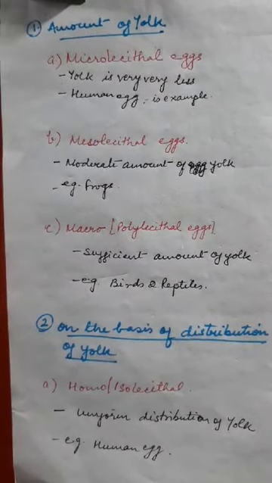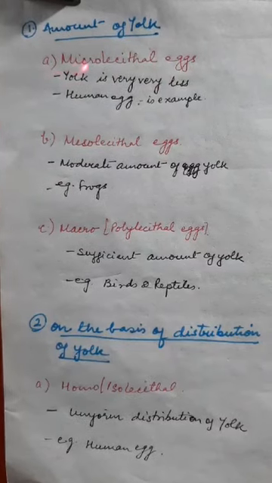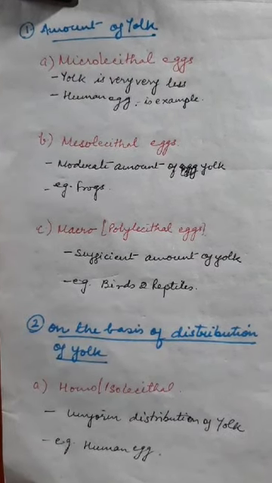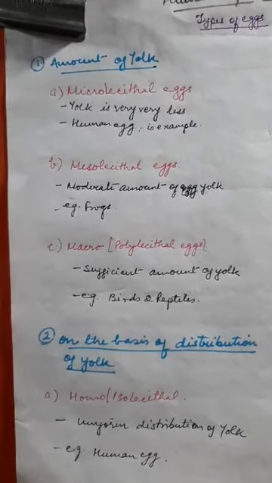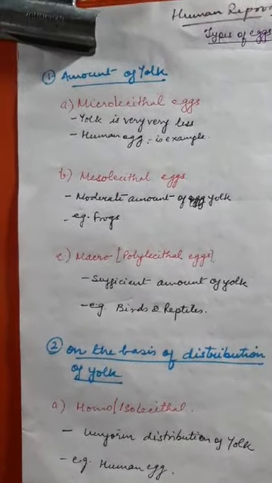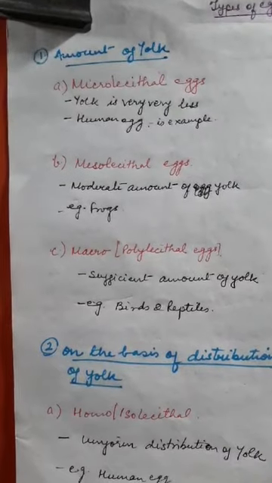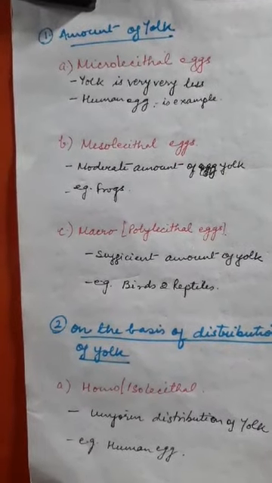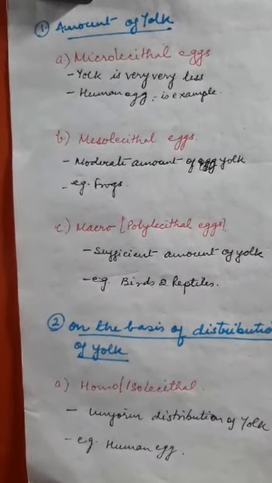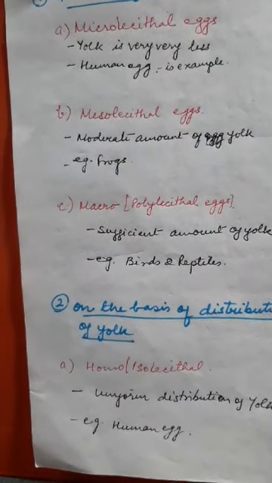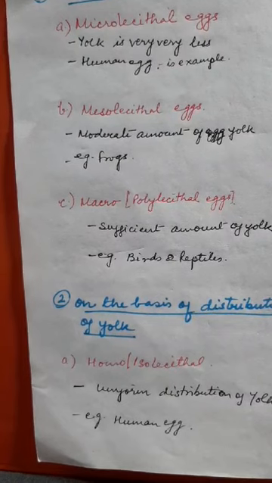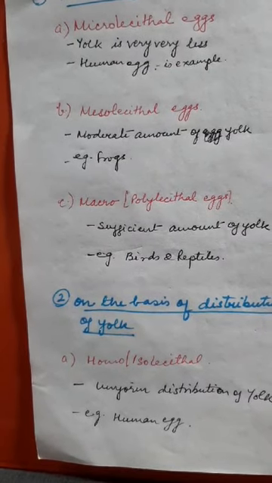When very less yolk is present, then we call that egg as microlithial egg. Second is when the moderate amount is present, then we call it as mesolithial eggs. And the third category is when the sufficient amount of yolk is present, then we call it as macrolithial or polylithial eggs. Let us see the first one and the example of each one of them.